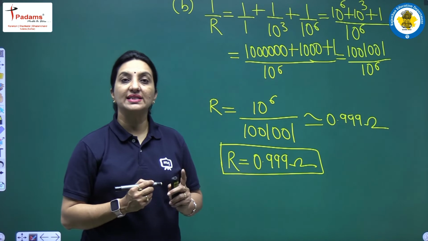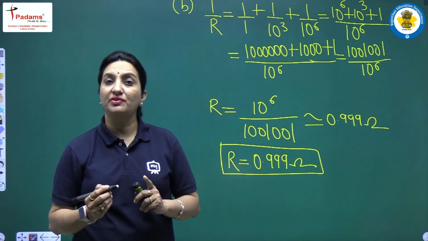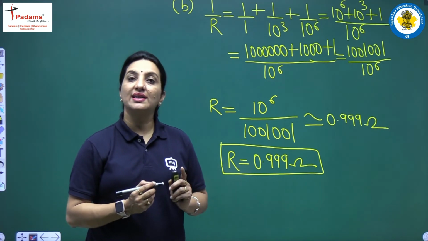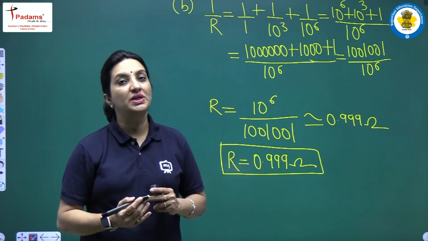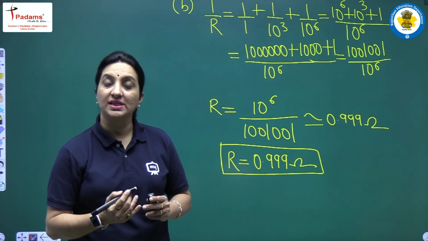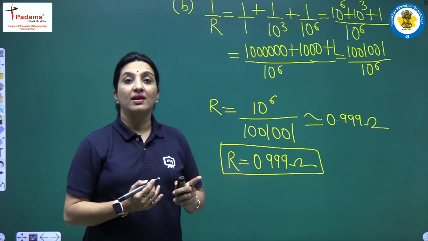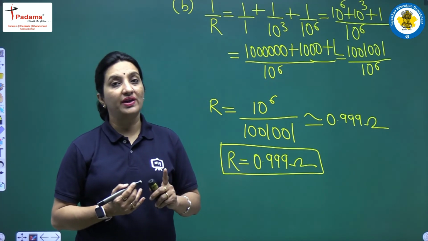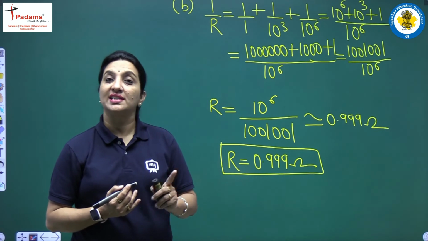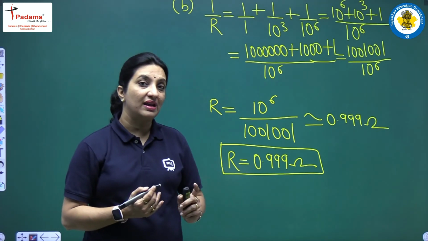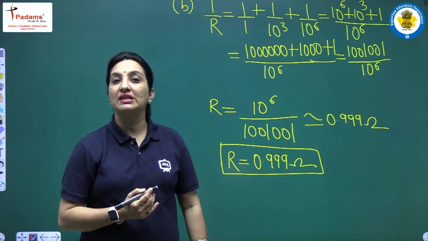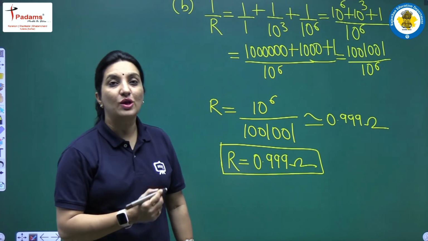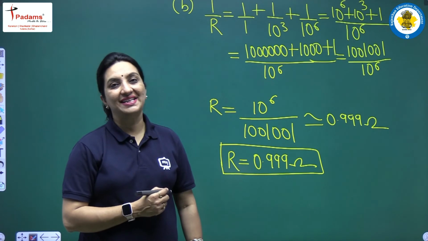So what we see is, if resistors of 1 ohm and 10 to the power 3 ohms are connected in parallel, then their equivalent resistance comes out to be nearly equal to 1 ohm. And if three resistors of 1, 10 to the power 3 and 10 to the power 6 ohms are connected in parallel, then their equivalent resistance also comes out to be nearly equal to 1 ohm. Now let's see the next problem.